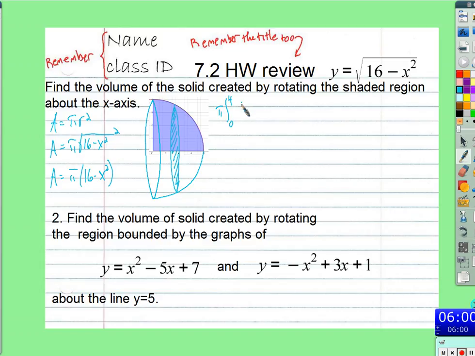Four. The integral from 0 to 4 of 16 minus x squared dx. That's 16x minus 1 third x to the third, from 0 to 4. I don't need to plug in zeros, so just plug in 4. 16 times 4 is 64, minus 4 to the third over 3, which is 64 over 3. So 64 times 3 is 192 over 3, and then minus 64 is 128. 128 pi.